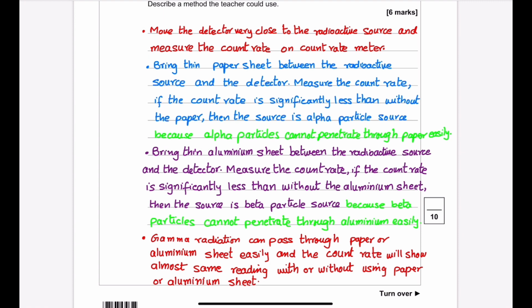Bring a thin aluminum sheet between the radioactive source and the detector. Measure the count rate. If the count rate is significantly less than without the aluminum sheet, then the source is a beta particle source because beta particles cannot penetrate through the aluminum easily. Gamma radiation can pass through paper or aluminum sheet easily, and the count rate will show almost the same reading with or without using the paper or aluminum sheet.